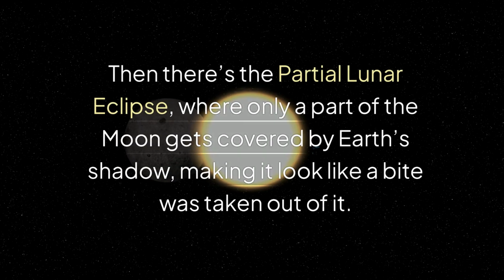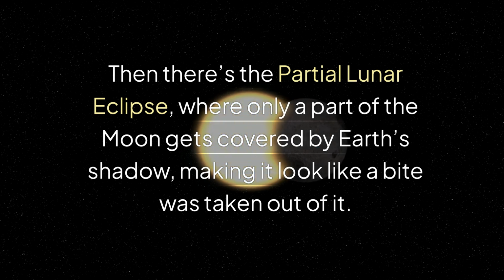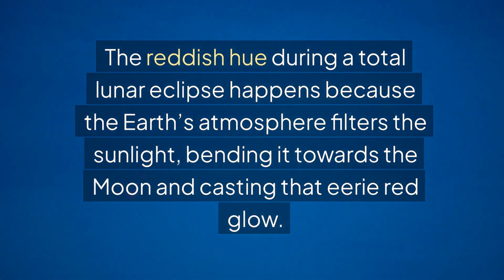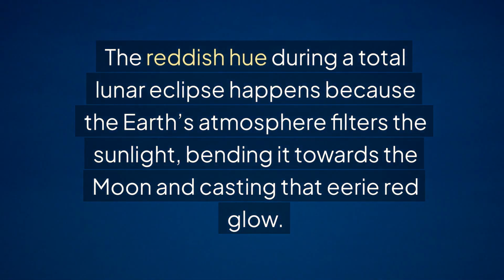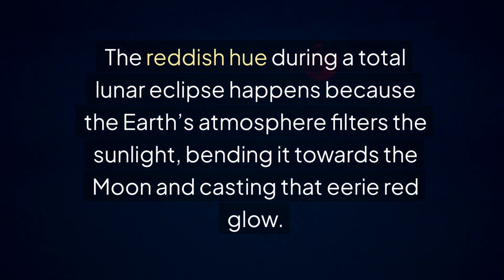Then there's the partial lunar eclipse, where only a part of the moon gets covered by Earth's shadow, making it look like a bite was taken out of it. The reddish hue during a total lunar eclipse happens because the Earth's atmosphere filters the sunlight, bending it towards the moon and casting that eerie red glow.